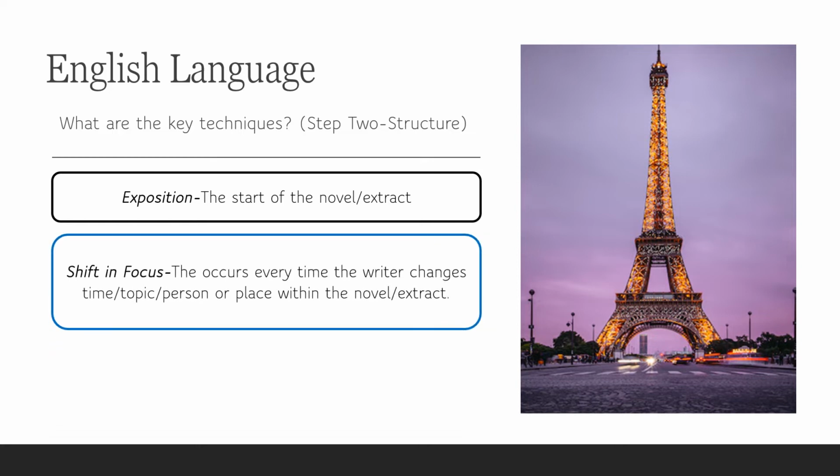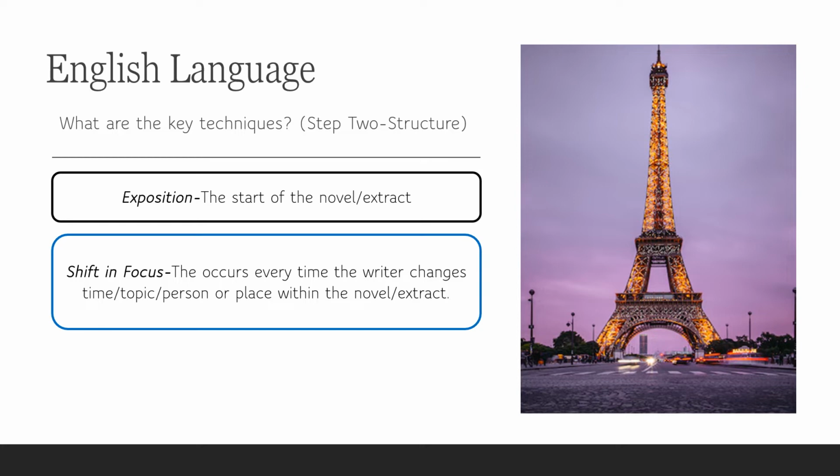The next one is a shift in focus. Now this is a really good and easy one to talk about. Essentially it occurs every time the writer changes the time, topic, the person or the place within the novel or the extract. So every single time we get a new paragraph, we have a shift in focus as well, and we can talk about why the writer has chosen to change that perspective, why we are looking at that different character, why it has changed time, or why it has changed the topic.